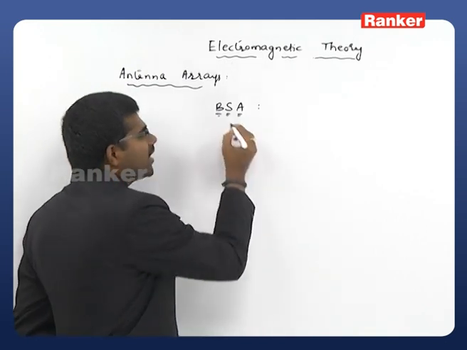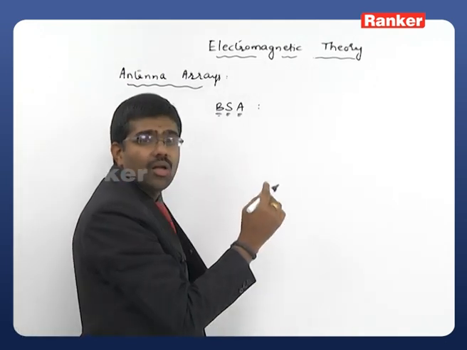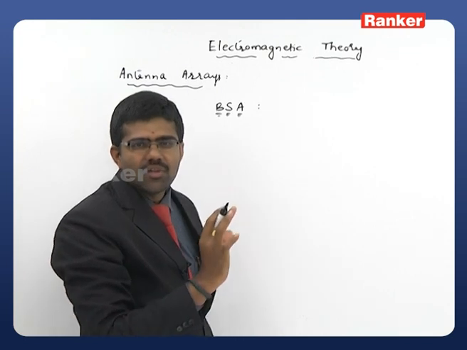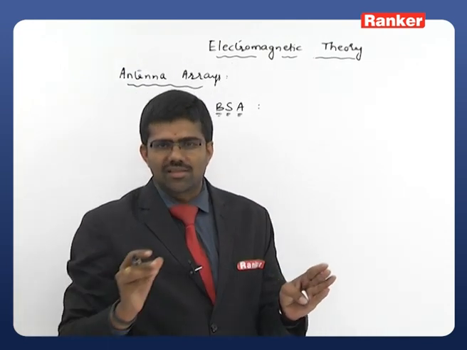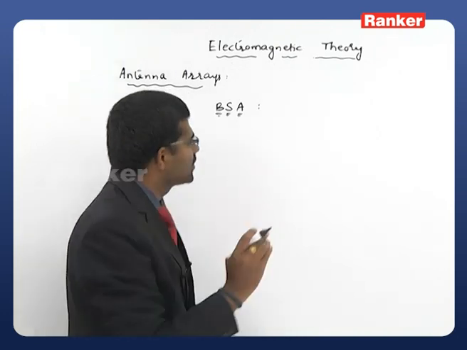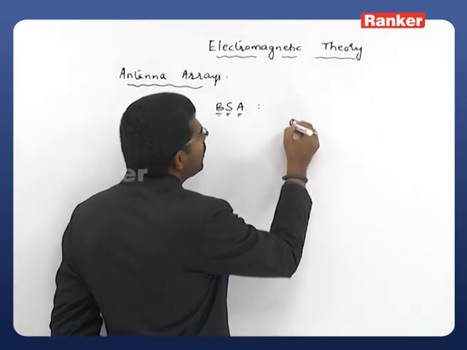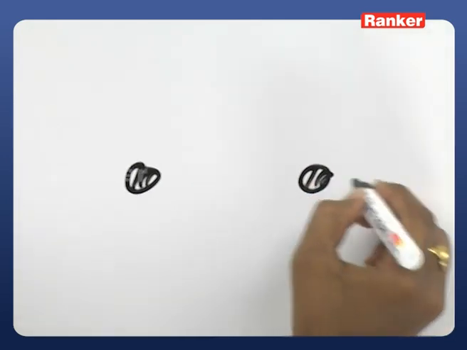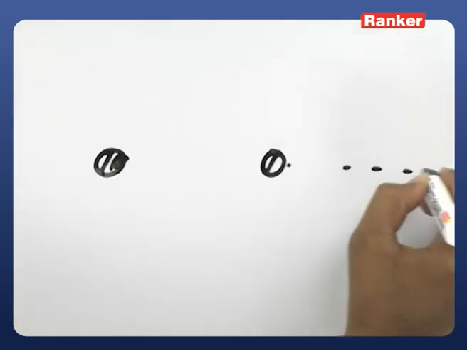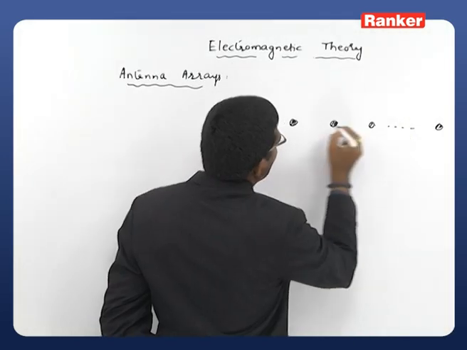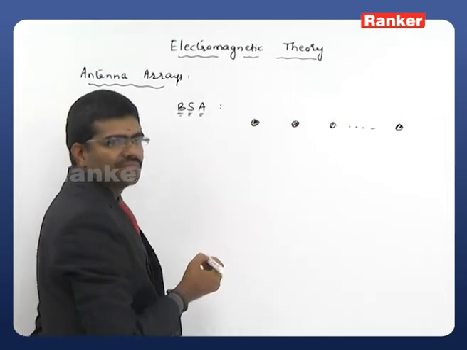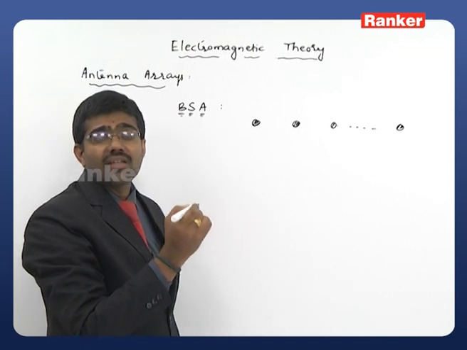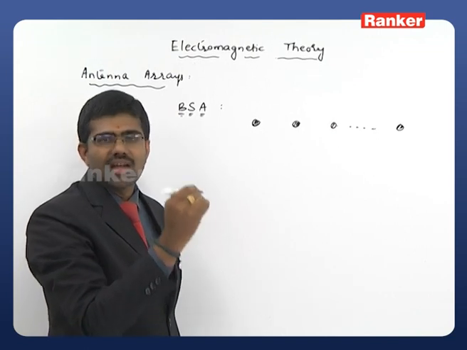Broadside array is nothing but an array which has radiation pattern perpendicular to the axis. That is, we have elements aligned on an axis. This is simply a linear array like this. This is one of the elements, second element, third element, like that n elements will be there, all on a single axis. This is the axis of our array. Simply remember the word: array axis.